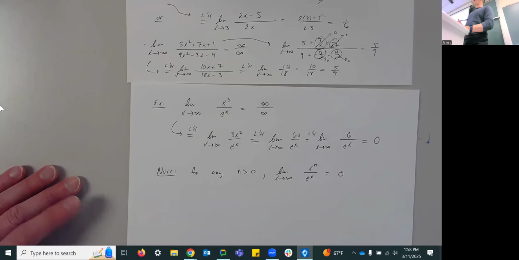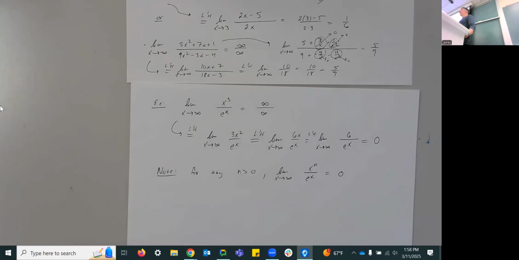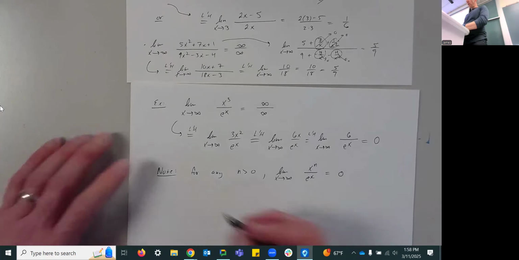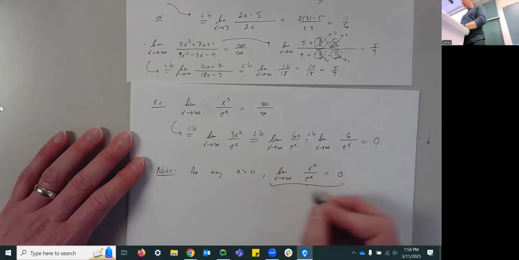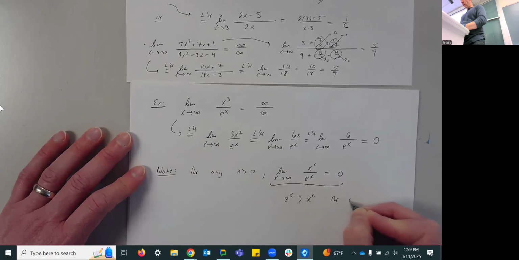Which shows you that exponential functions always overpower power functions. So another way, what this also says is that e to the x is bigger than x to the n for any n, eventually.